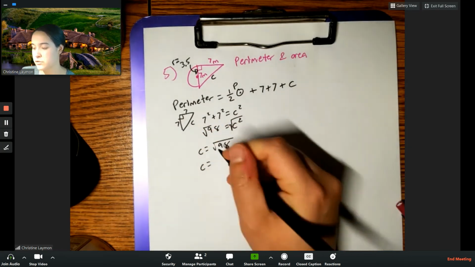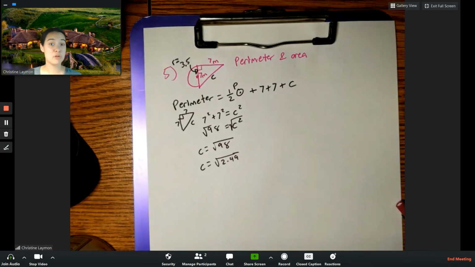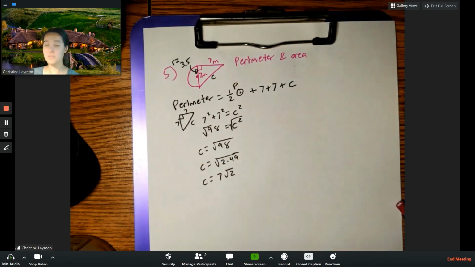Remember that 98 is 2 times 49. And we know what the square root of 49 is, 7. So c equals 7 root 2. But again, we already knew that because of what we did prior with 45, 45, 90 triangles. Either way, let's go ahead and continue from there.